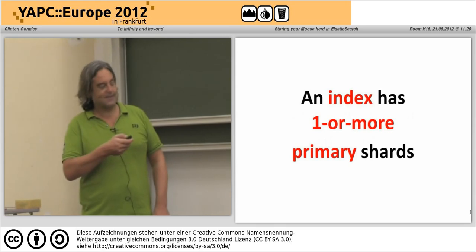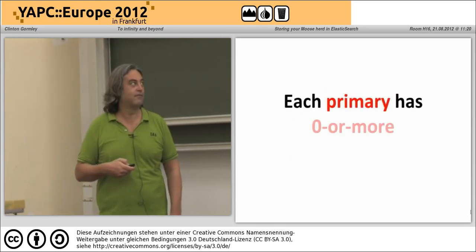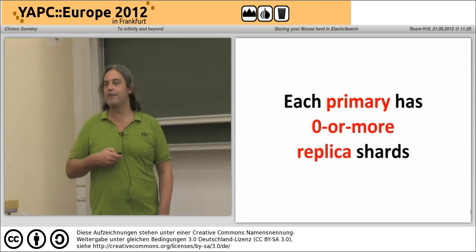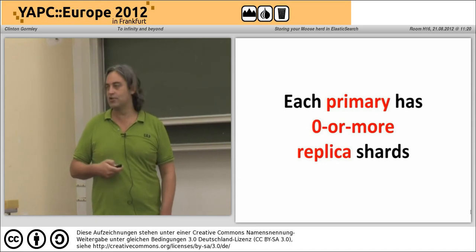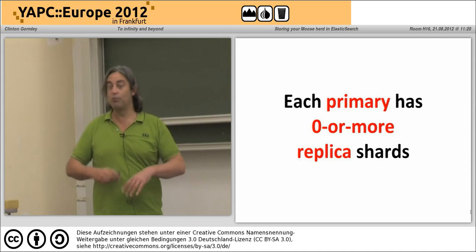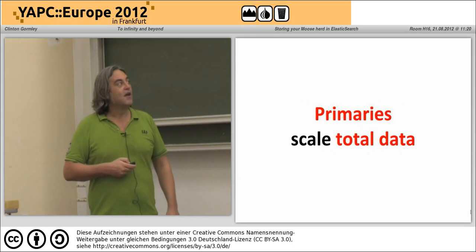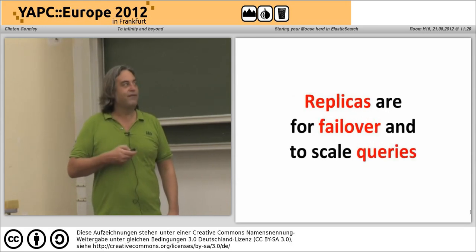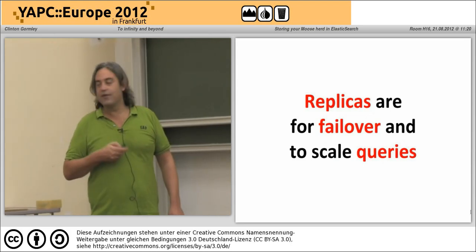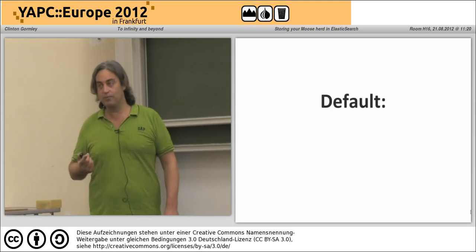We talked about indexes, and an index contains one or more primary shards. Each primary shard can have zero or more replica shards, which are exact copies of the primary shard, and they're copies that can be promoted to primary shards if the primary shard disappears. The more primaries you have, the more total data you can store, while replicas are used for failover and to scale the number of queries that you can perform.